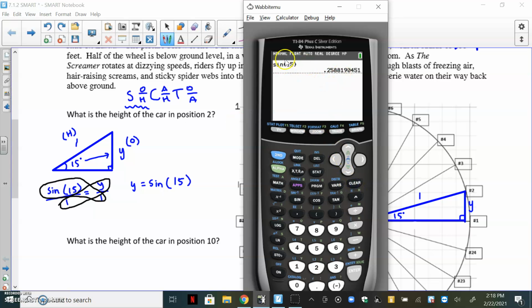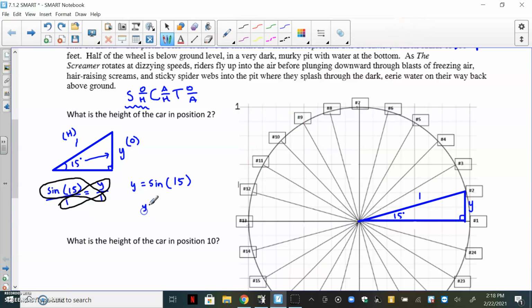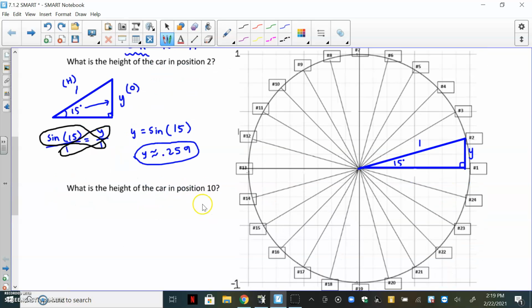Once you do sine of 15, you should get this decimal. We'll round that to about 0.259. So we'll say that our height is about 0.259. This tells us that at position 2, our rider is going to be 0.259 feet off the ground. Obviously, we're talking about a really mini version of this wheel with the tiny radius, but that's how that would work. Okay, so let's try another one.